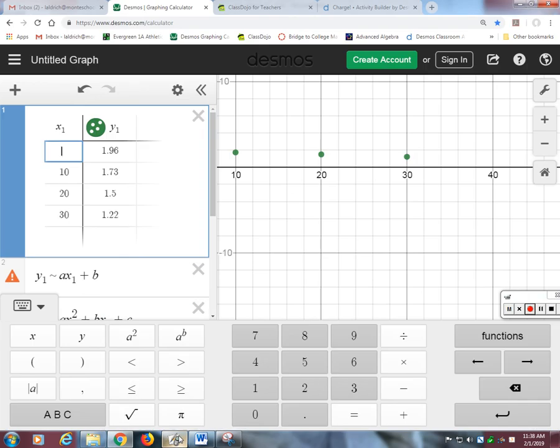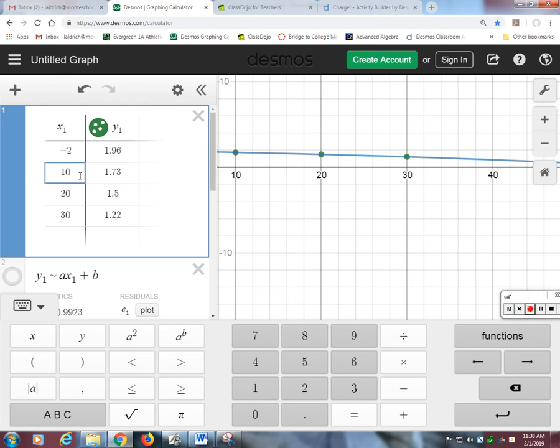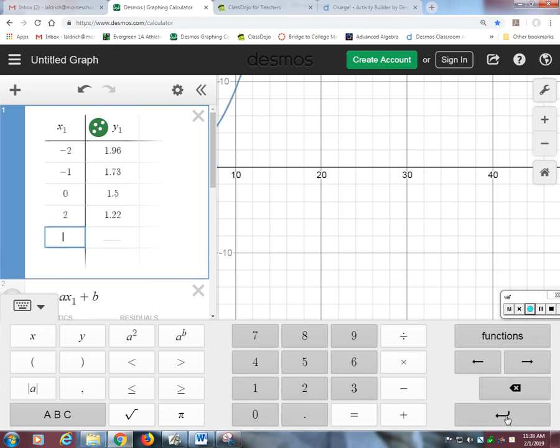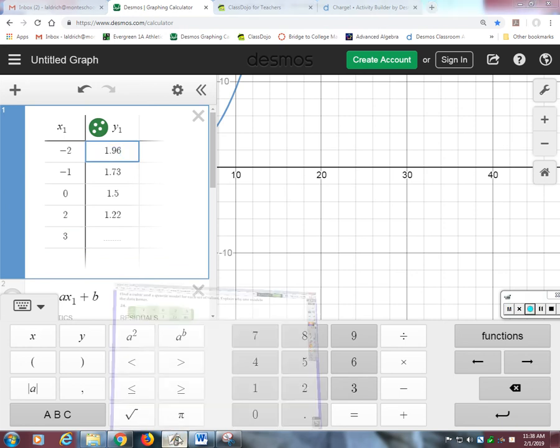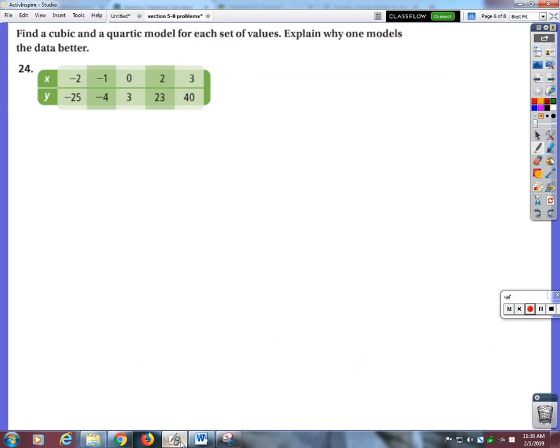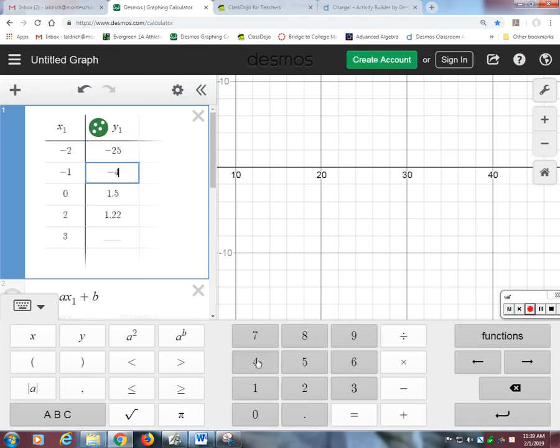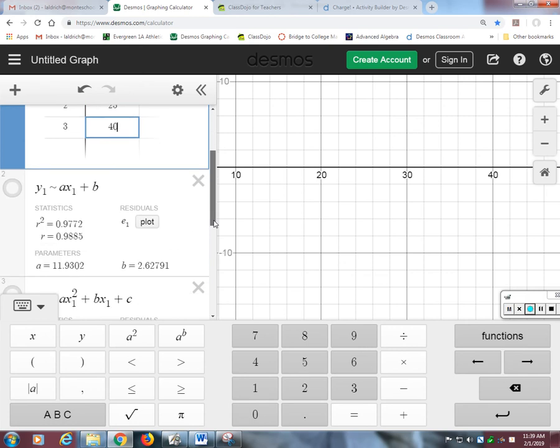All right, so negative 2, and then negative 1, and then 0, and then 2, and 3. Okay? Then for that one, negative 25. The next one is negative 4. The next, no, it'll create an empty space in between. Thank you. And then, okay, nice try though, Zoe. 40. Okay, so, nope.